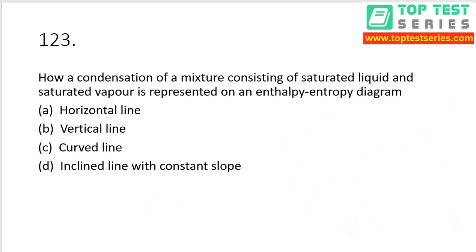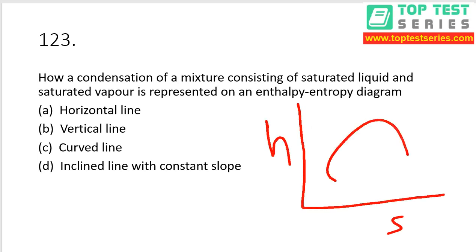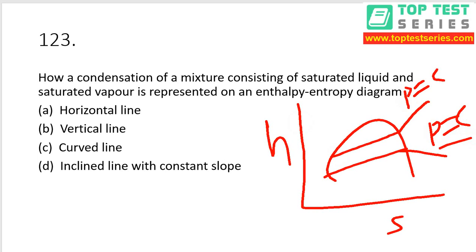Question number 123. How is condensation of a mixture consisting of saturated liquid and saturated vapor represented on an enthalpy entropy diagram? So what is an enthalpy entropy diagram talking about? Mollier chart or Mollier diagram. So let's draw that. This is enthalpy, this is entropy. The line should be like this and this should be like this, because these two lines are constant pressure lines, right? You will see them diverging, getting away from each other.